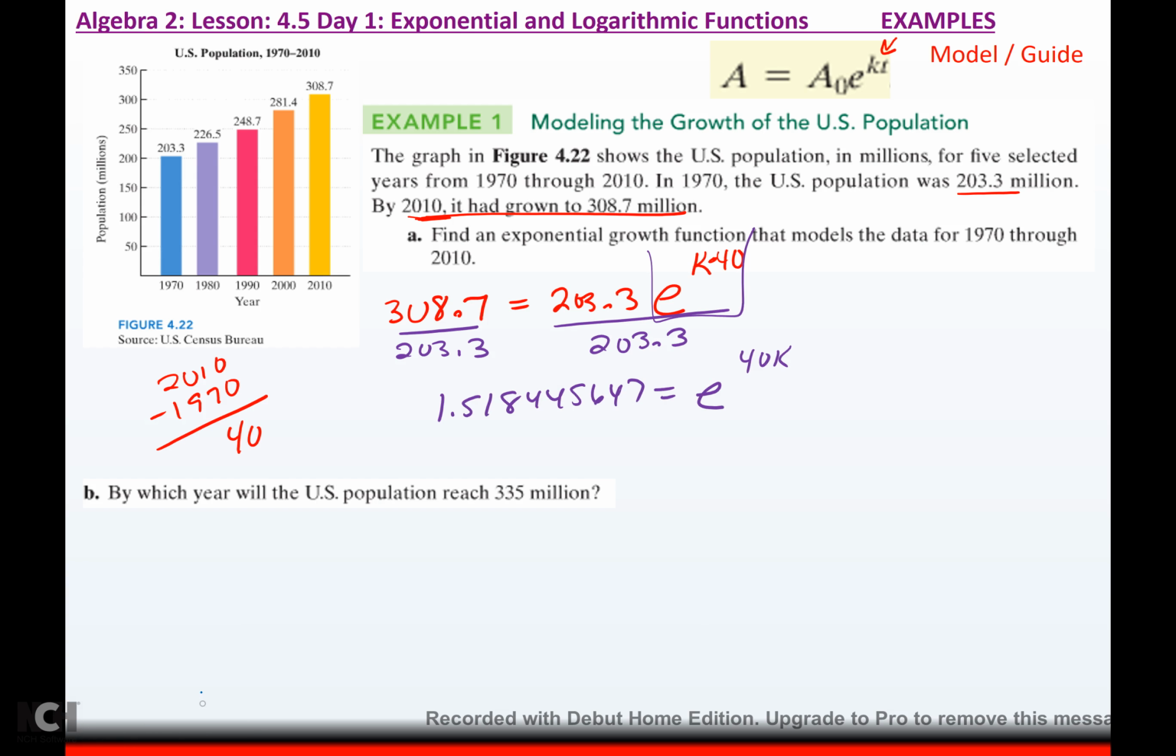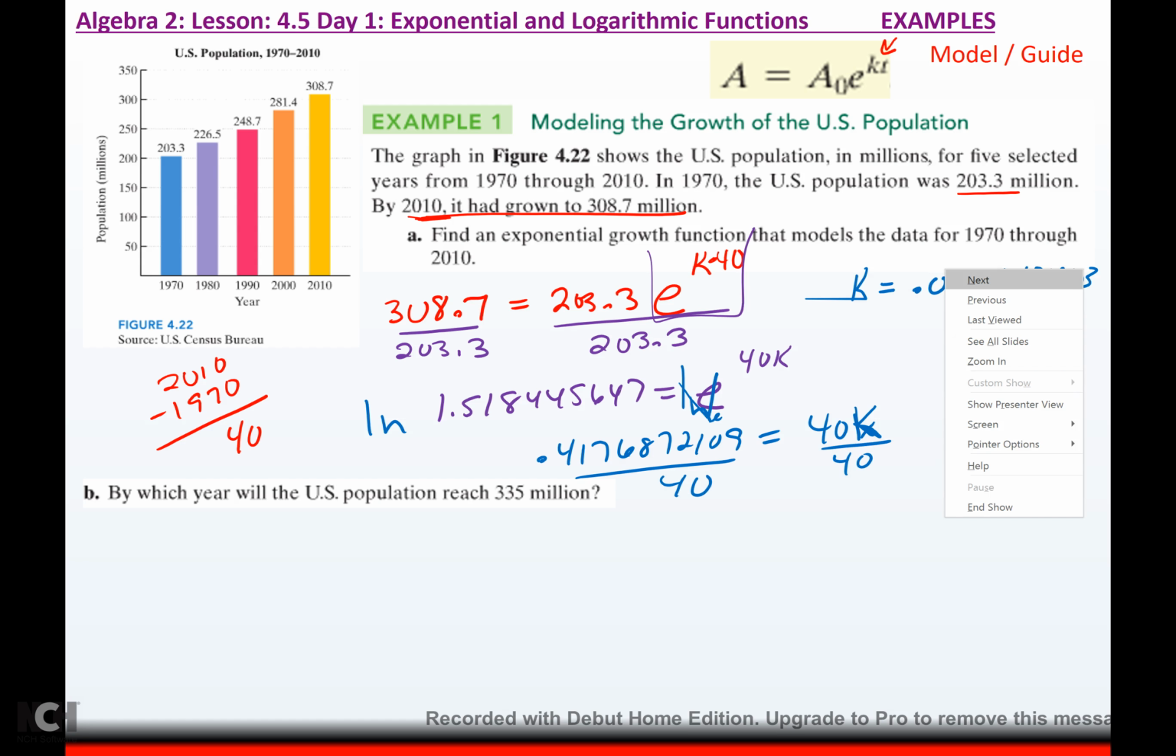Now, to drop it, I'm going to take the natural log of both sides. On this side, if I take the natural log of that big long number, I get 0.41768721009. ln of e cancels, and this side is left with 40k. To figure out what k is, I'm going to divide by 40. And my k is 0.01044218003. Now, normally we just use 2 places. So if I go out 2 places, my k is 0.01, which means as a rate, it's growing by about 1%.